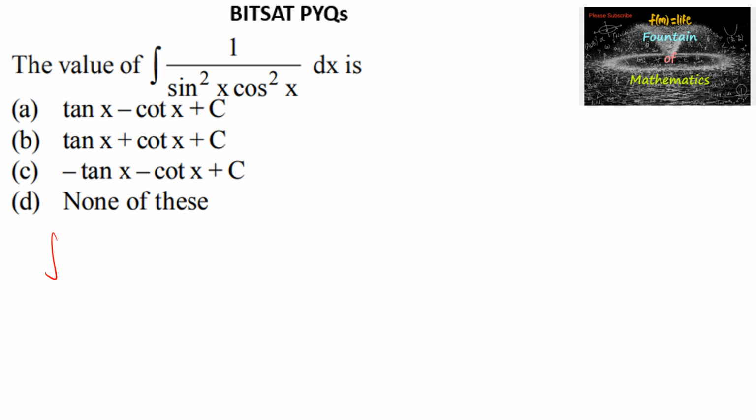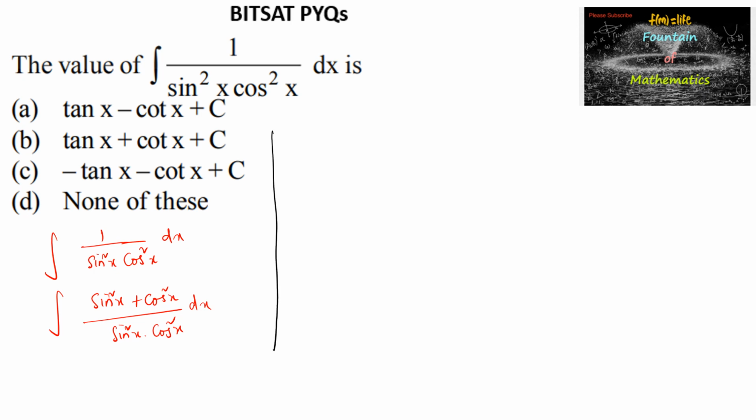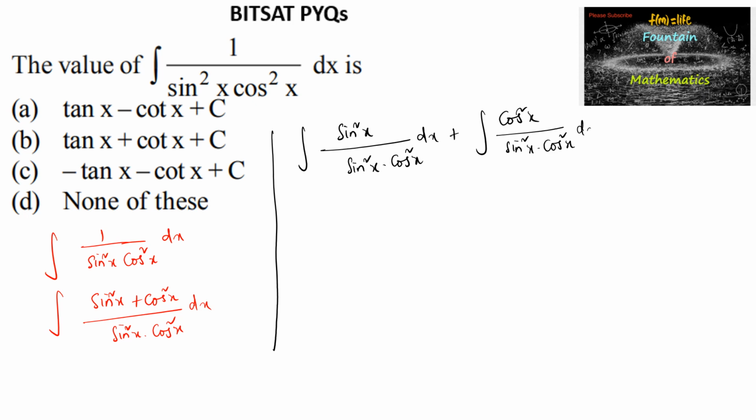Integral 1 upon sin square x cos square x dx. So basically we do by substituting 1 as sin square x plus cos square x upon sin square x into cos square x, so that we can simplify and we can get the solution. So which is equal to integral sin square x upon sin square x into cos square x dx plus integral cos square x upon sin square x into cos square x dx.